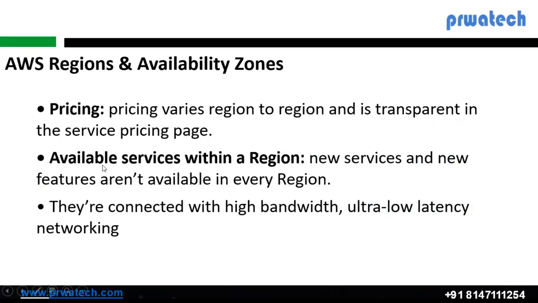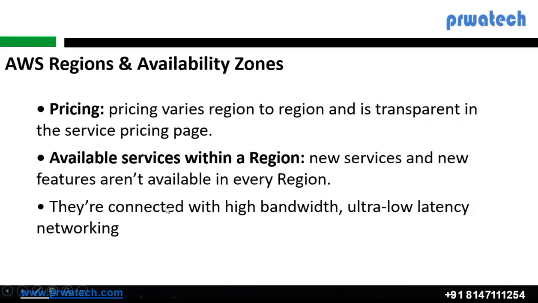And the second point is available services within a region. What does that mean? Suppose AWS is releasing any new services. In some regions the services will be available, and in some regions some services will not be available. Also, because of government regulations, we will not have some services in your region.